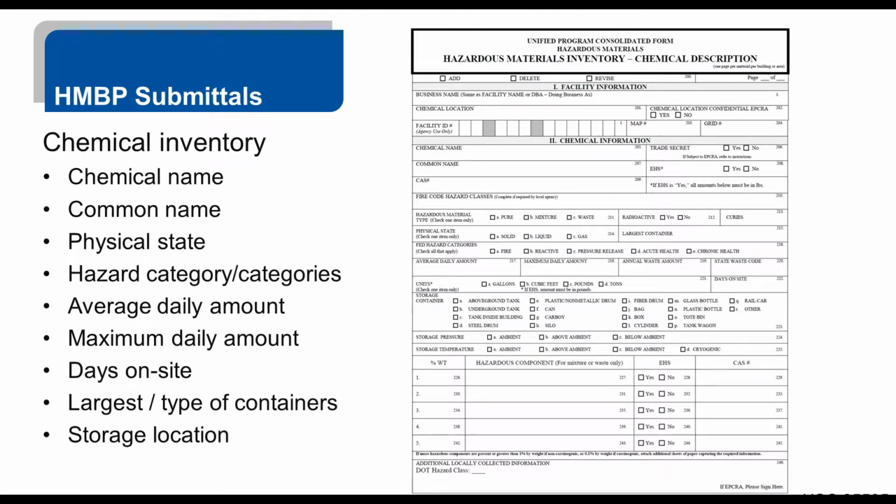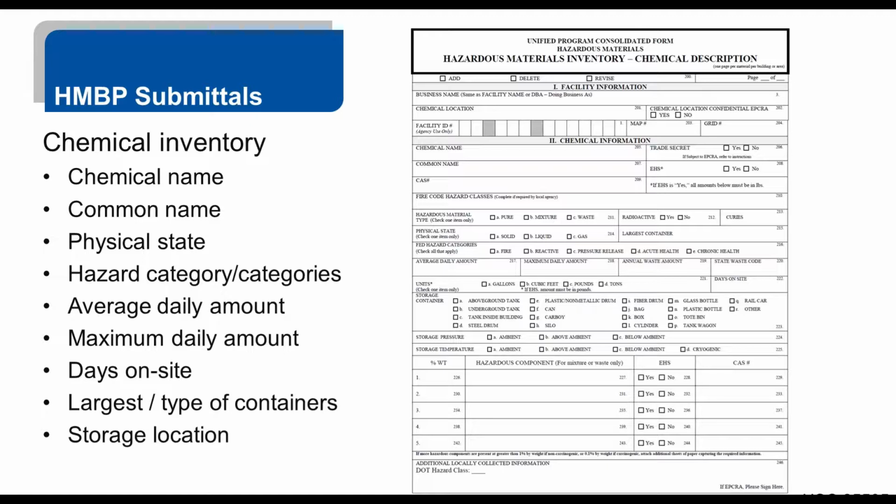The chemical inventory is one of the main things that people get tripped up on or miss elements. It does contain a lot of information. Keep in mind that this is going to be applicable to those regulated chemicals, those that exceed the thresholds of 55 gallons for liquids, 500 pounds for solids, or 200 cubic feet for compressed gas.